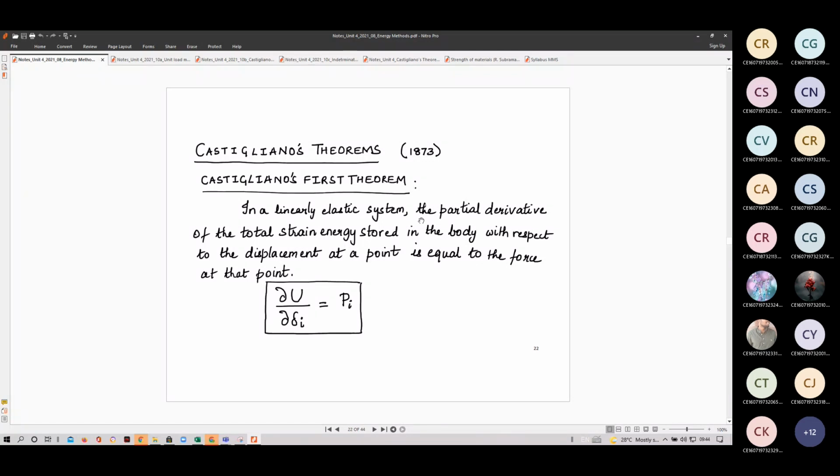So in a linear elastic system, the partial derivative of the total strain energy stored in the body with respect to displacement at a point is equal to the force at the point. So total strain energy stored in the body is U. If we differentiate this partially with respect to a displacement at a point, we will get the force acting at that point. This is Castigliano's first theorem.